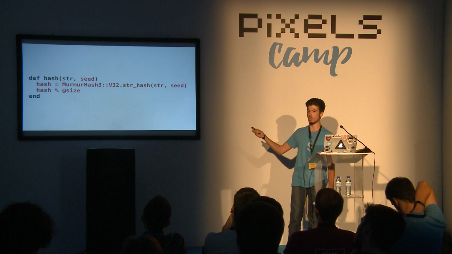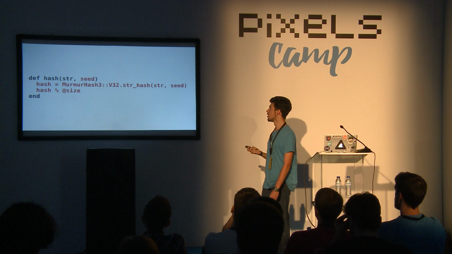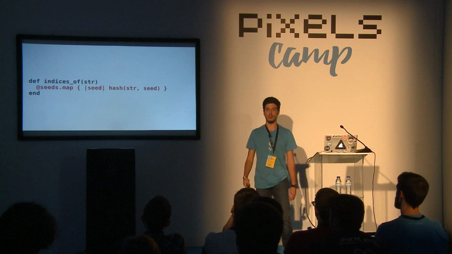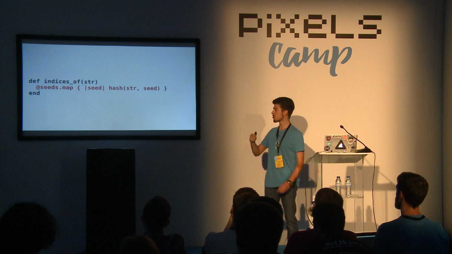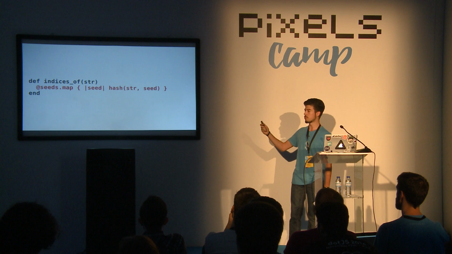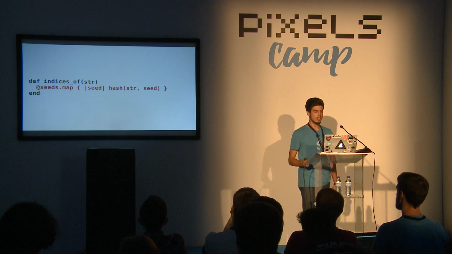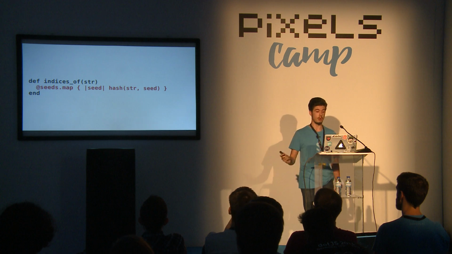So this is going to give us 1 index, but we need several indexes, 1 for each seed. So there's that function. We're going to run the indices off for a given URL, and that's simply going to loop through the list of seeds, and for each one, it's going to retrieve the hash. So indices of is going to give us the corresponding indexes of the array.